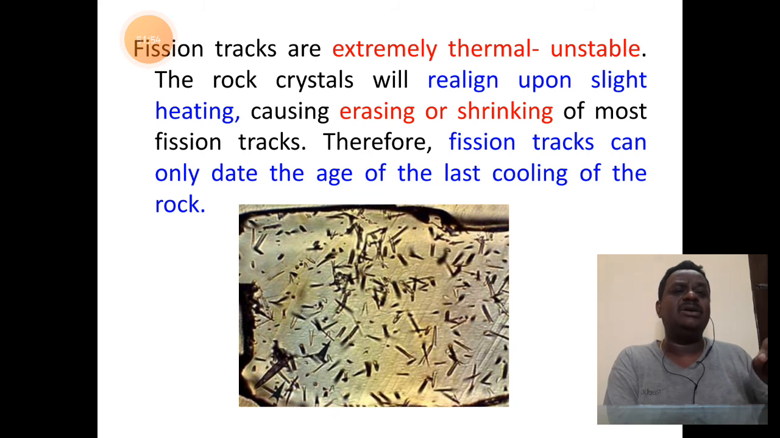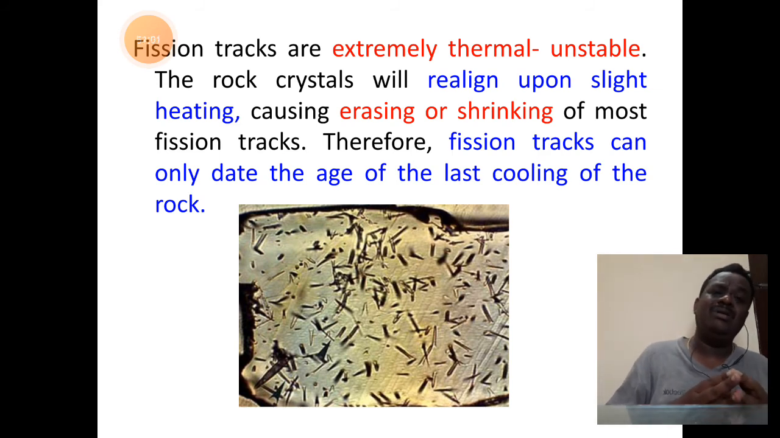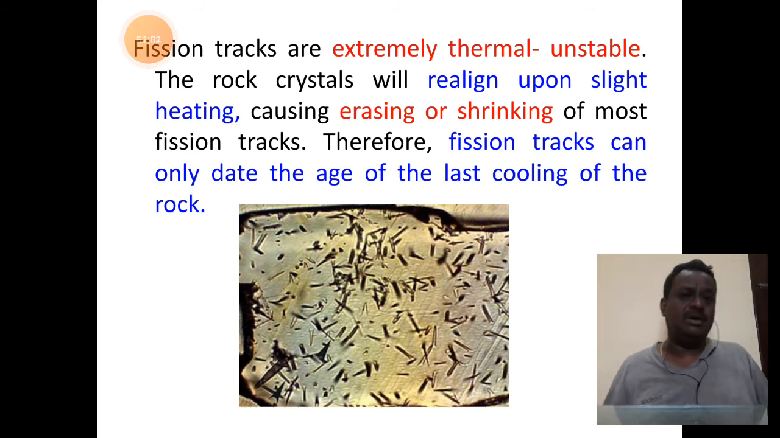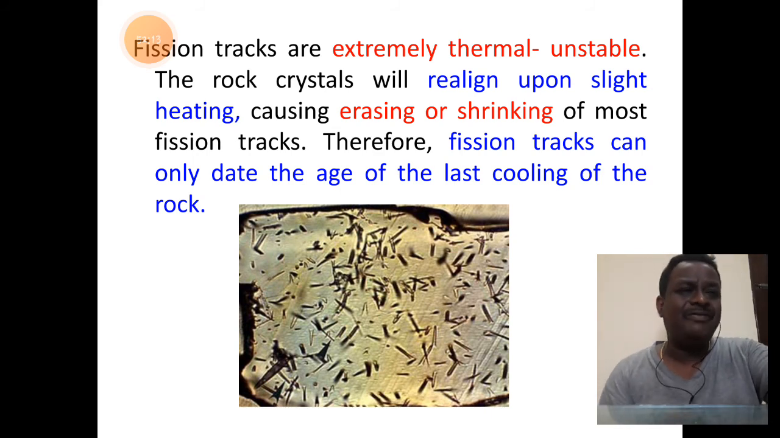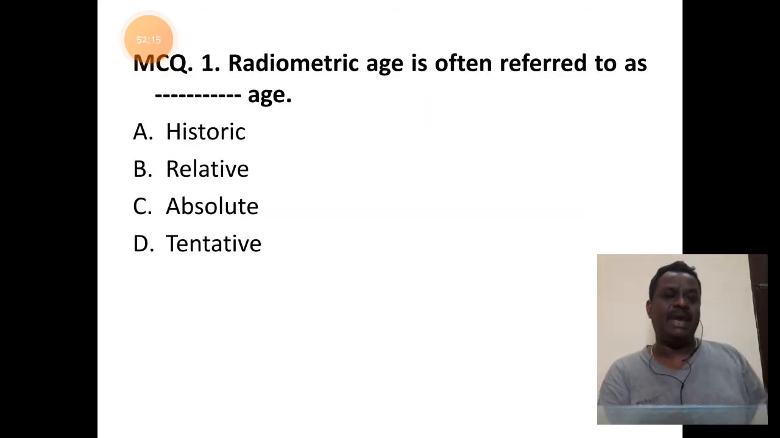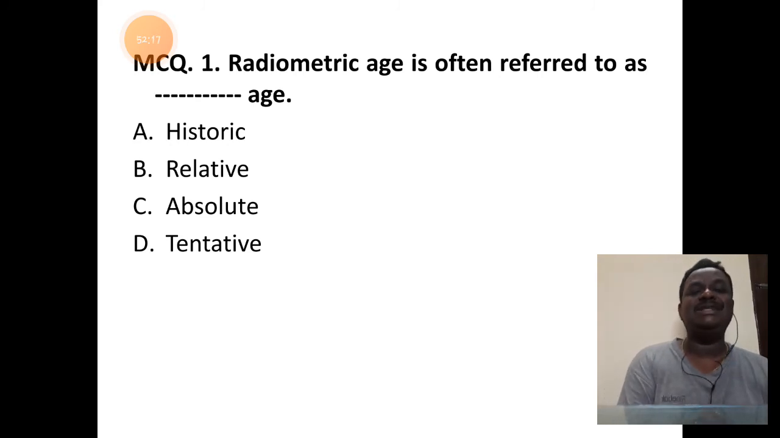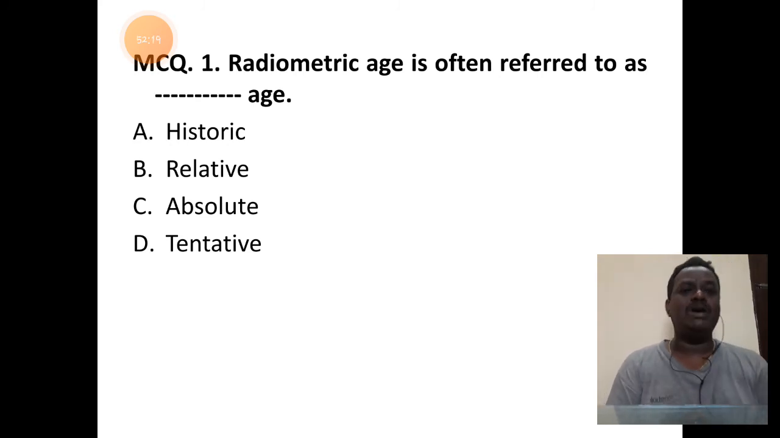can be detected for the rocks that are completely cooled out. Okay, so the age of the last cooling of the rock can be seen on it. So that's about the importance of the fission track method. Students, with this we have completed dating of fossils. Let's understand the questions related to it.